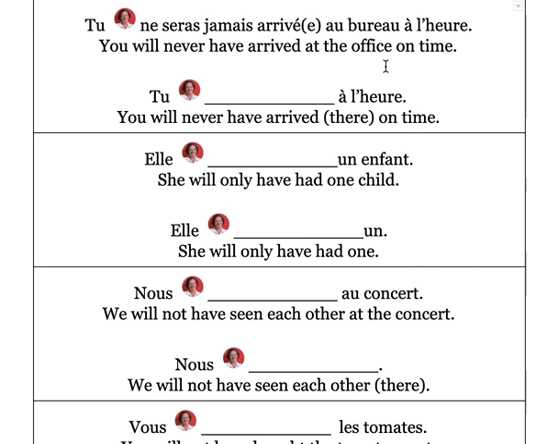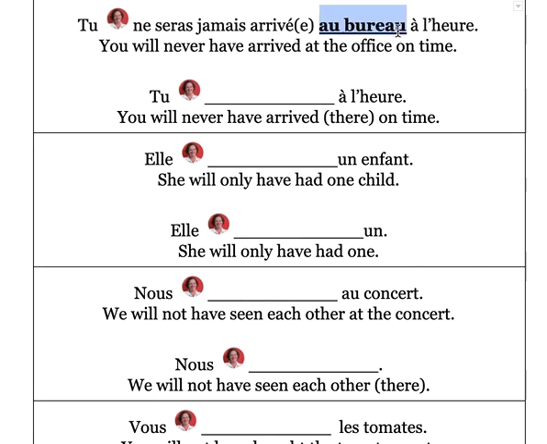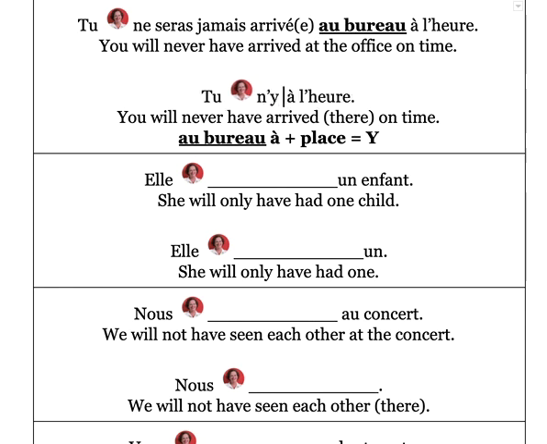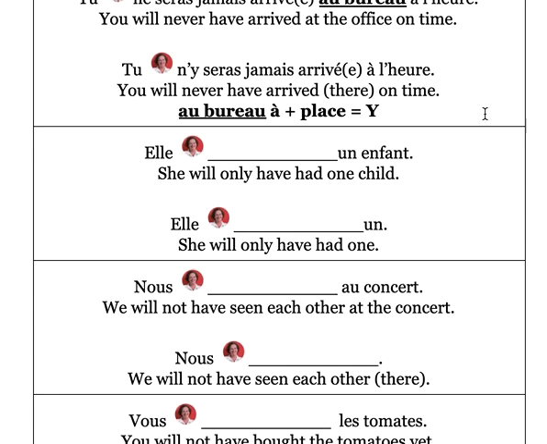So what we want to do is replace au bureau with a pronoun. So which one are you going to choose? Well, you have à plus a place, so that's going to be your pronoun y. Oui? Donc, tu n'y seras jamais arrivé à l'heure. Voilà.